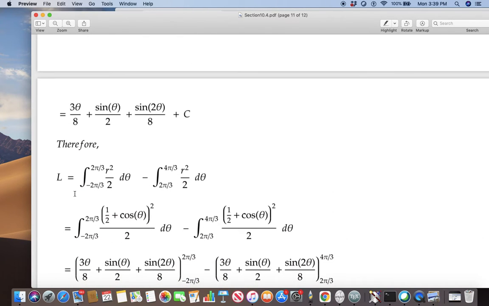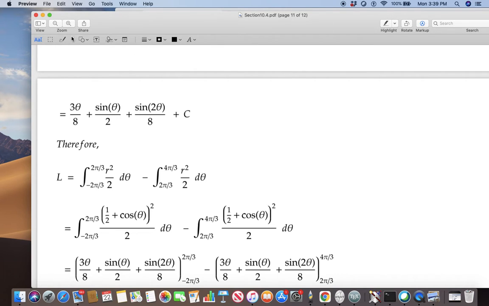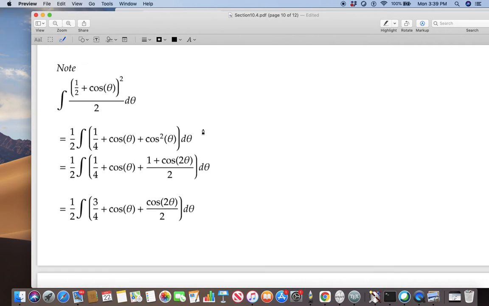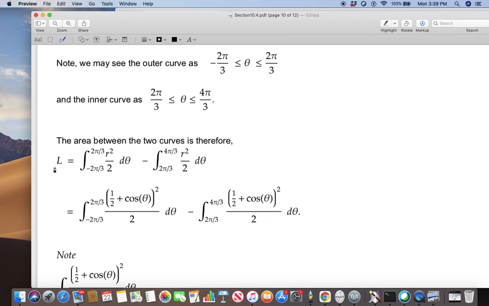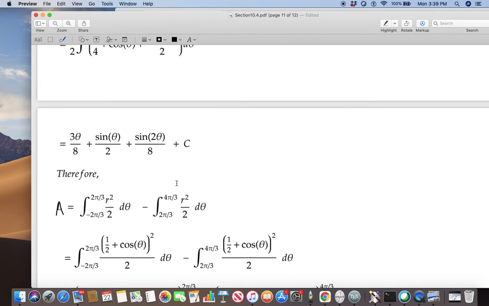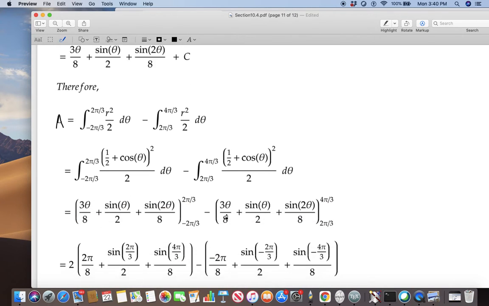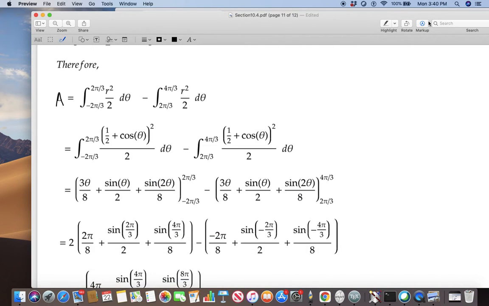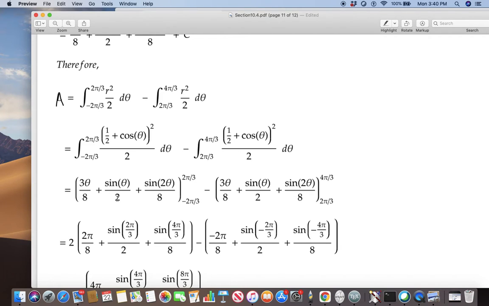So our original, this is not length, it's area, mind you. It should be area. All right. So area is the same integrand but different limits. We calculated the integrand and this is the integral evaluated at the limits.